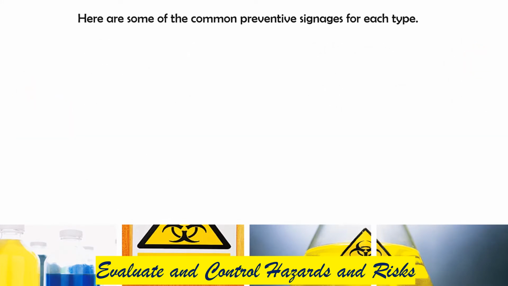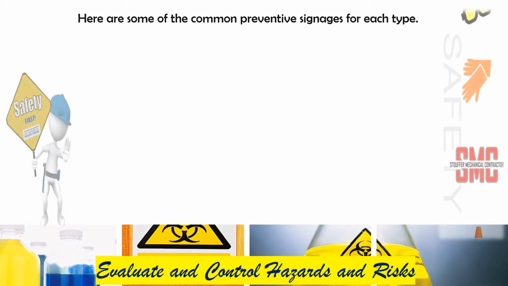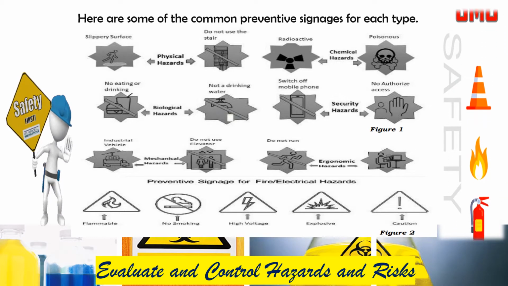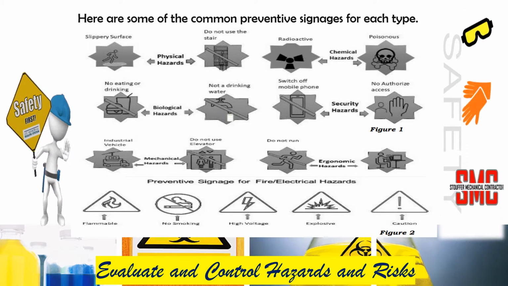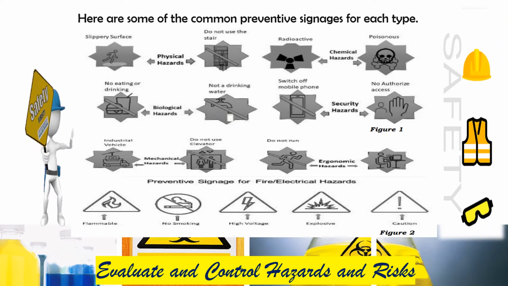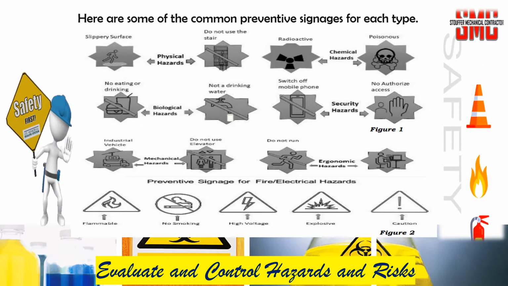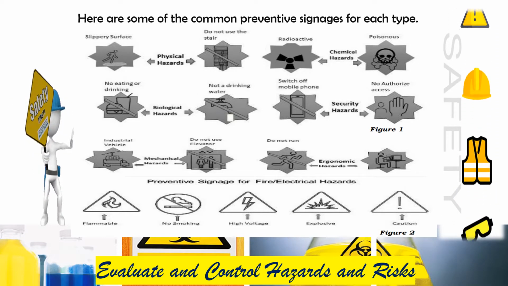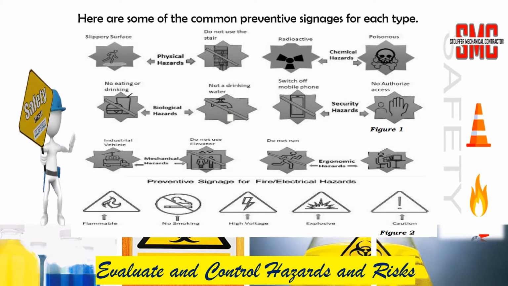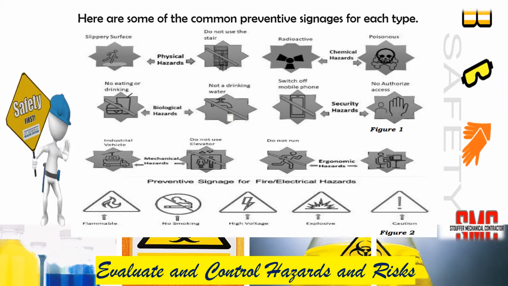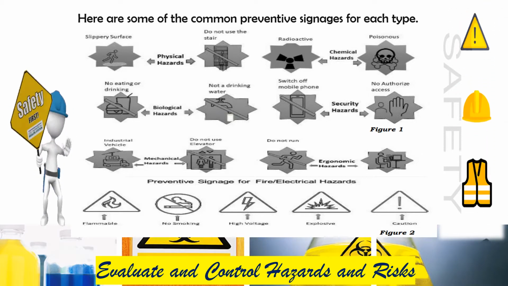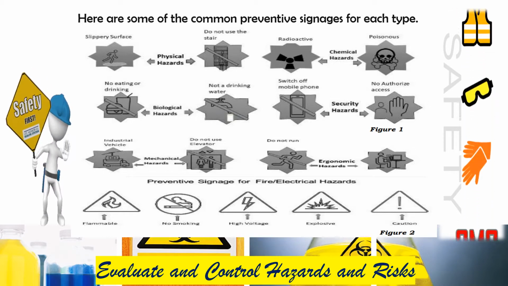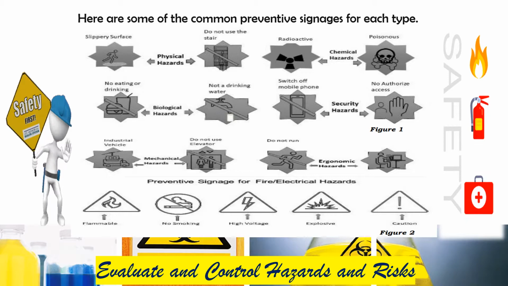So here are some of the common preventive signages for each type. For example, in physical hazards, we have the slippery surface and do not use the stair. In chemical hazards, we have radioactive or poisonous. Biological hazard: no eating or drinking, not drinking water. In security hazard, switch off mobile phone, no authorized access. We also have preventive signage for fire and electrical hazards, like flammable, no smoking, high voltage, explosive, and caution.